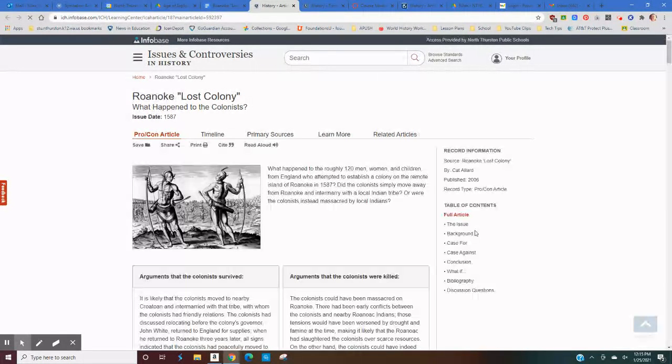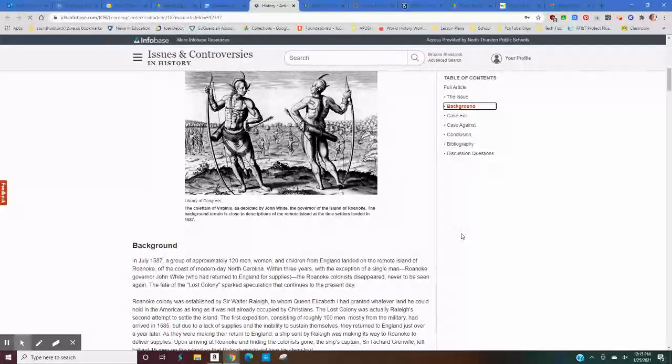While we're waiting for it to load, the Infobase will also have a table of contents on the right-hand side. Remember from last week, you just click on background and it will take you right there. Here we go. Okay, so here's the background. Click it, and here we are.